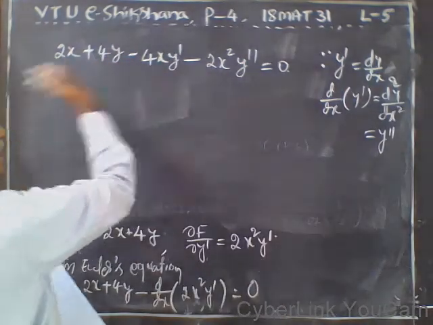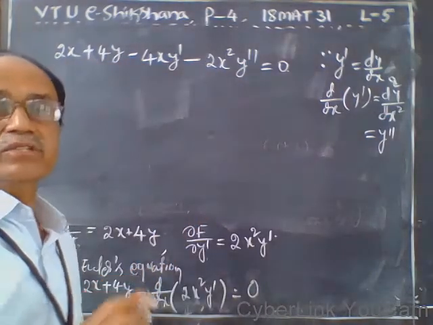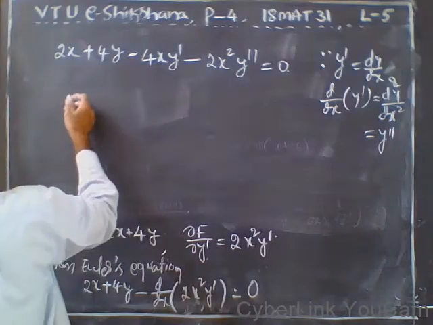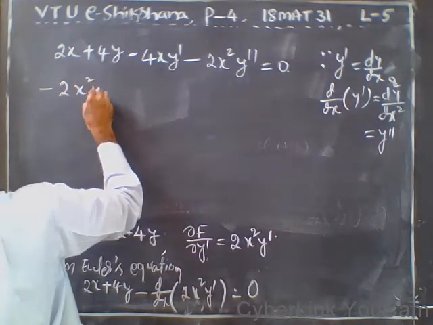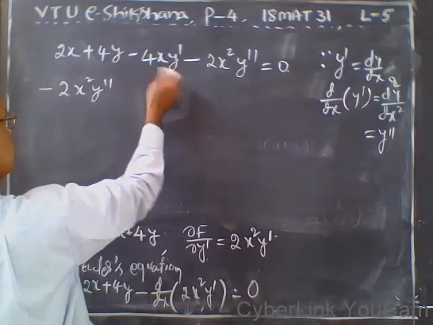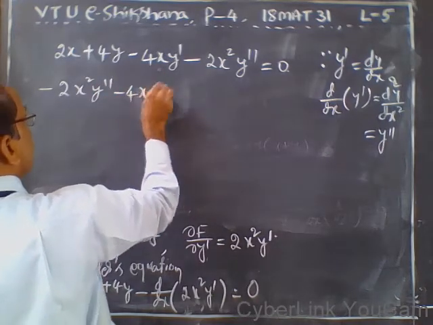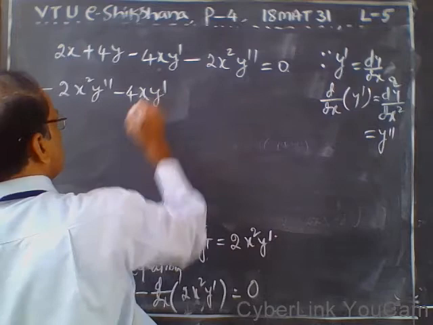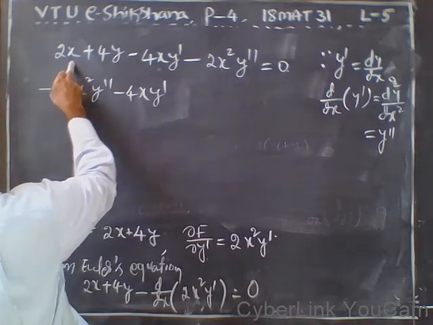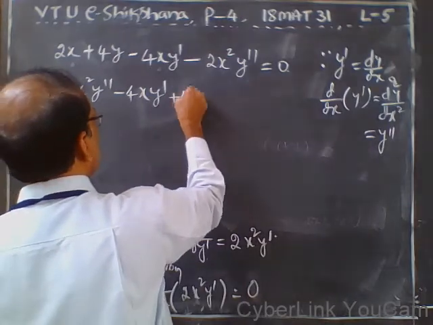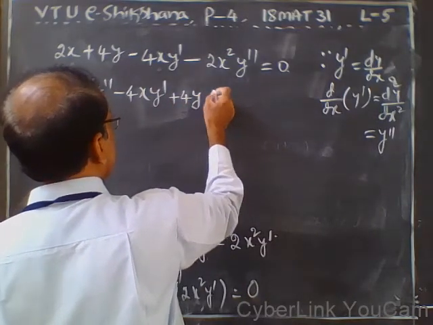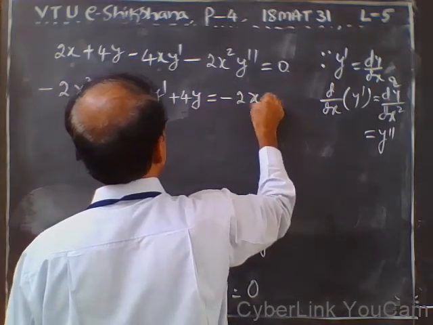Now we write in decreasing order of the derivative, so the y double dash term first: minus 2x square y double dash, and 4x into y dash, and the y term I will keep on the left side, plus 4y, equal to minus 2x.